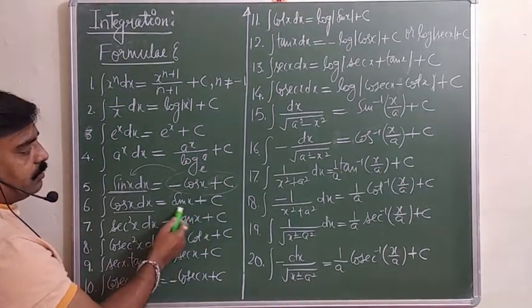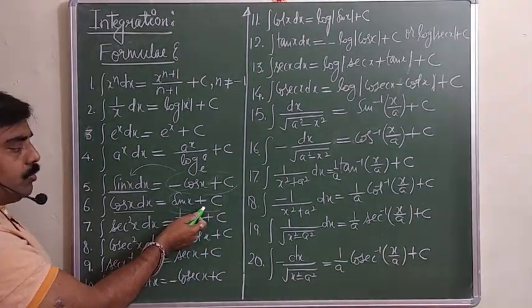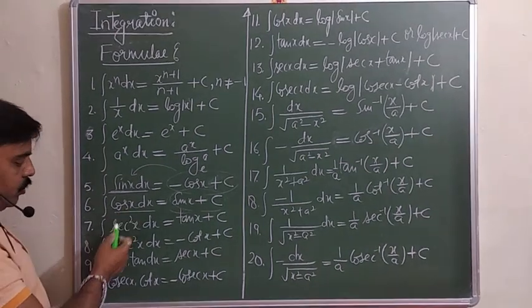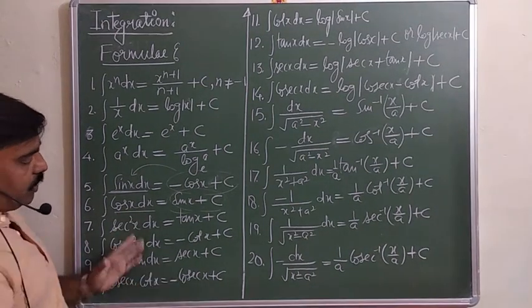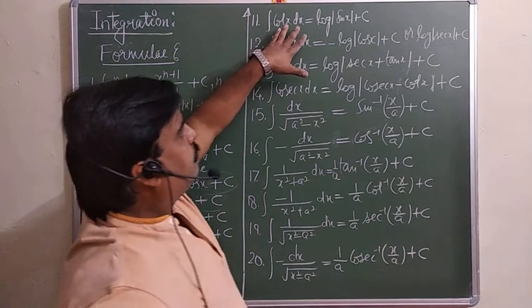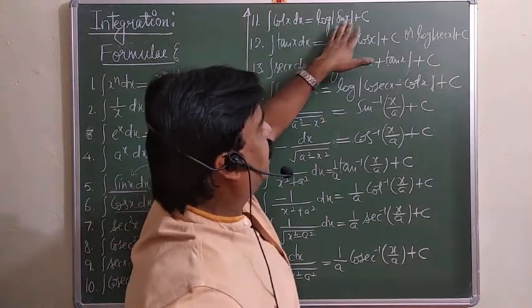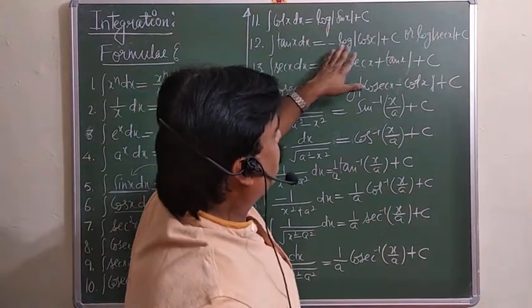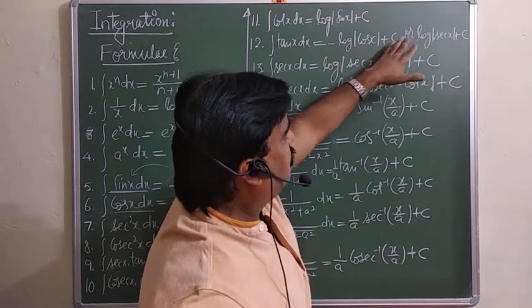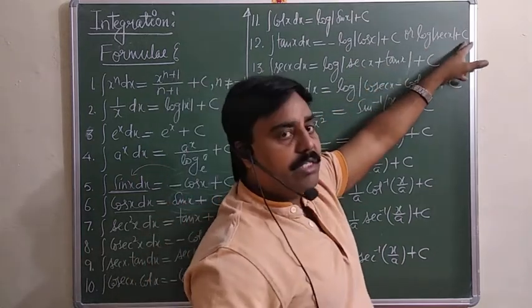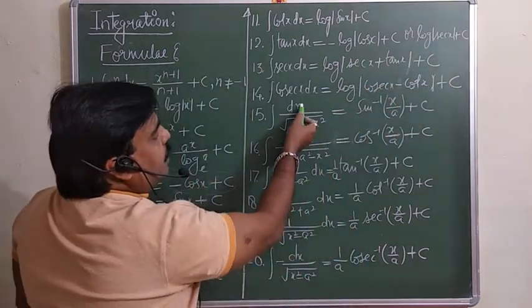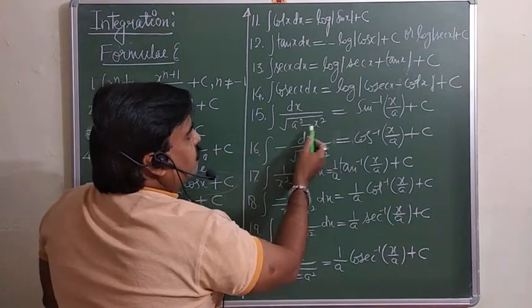If we take the derivative of this one only, you will get this antiderivative. So likewise, these are a few formulas which you can remember. In the same way, cot x dx is log sin x plus c. Tan x is equal to minus log cos x plus c, or you can say log sec x plus c. Similarly, a few more.